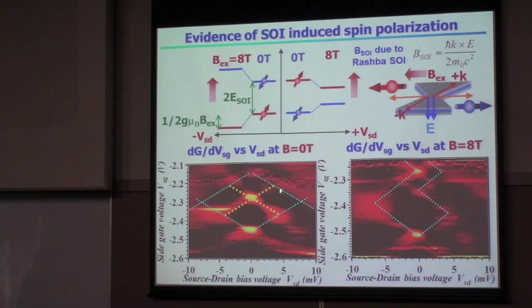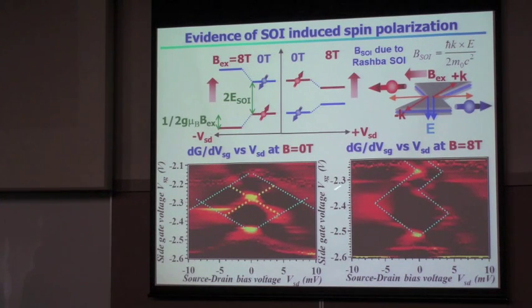This red line corresponds to the energy crossings between the source drain chemical potential and these spin splitting energy levels. So at zero magnetic field, this energy crossing line is symmetric for positive and negative source drain bias voltage, so we can get such a spin splitting structure. However, when we apply the external magnetic field, we observe such an asymmetric spin splitting structure.